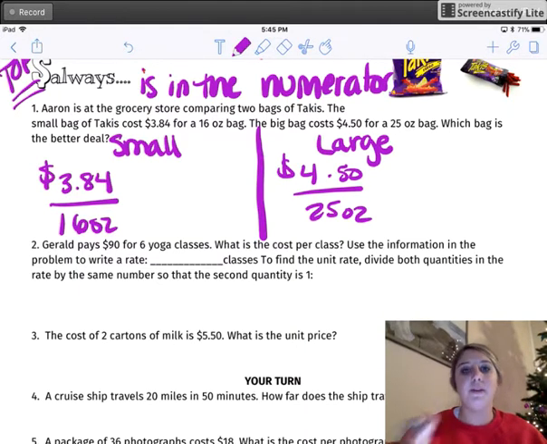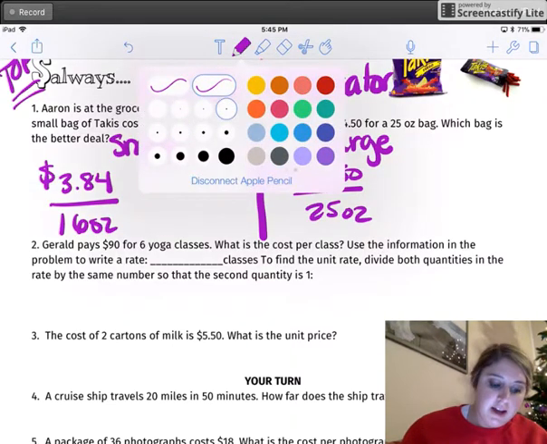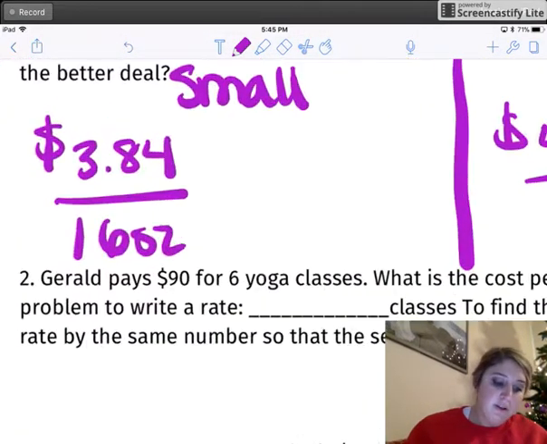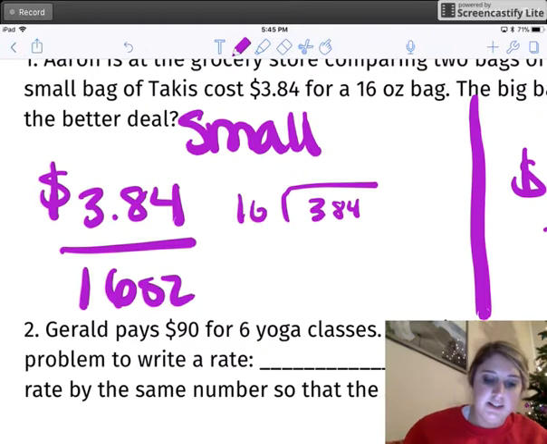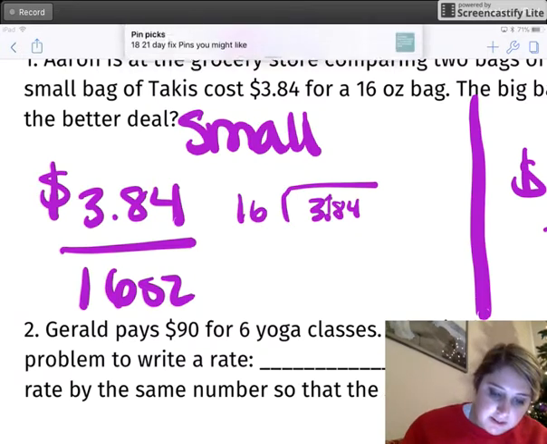Okay, so I've got to figure out what this would mean per 1 ounce. How much money do I need to spend per ounce? And then I can figure out what's the better deal. So to do that, I'm actually going to go ahead and divide. So I'm going to say this is $3.84 divided by 16. Okay, so I'm just going to rocket my decimal up.